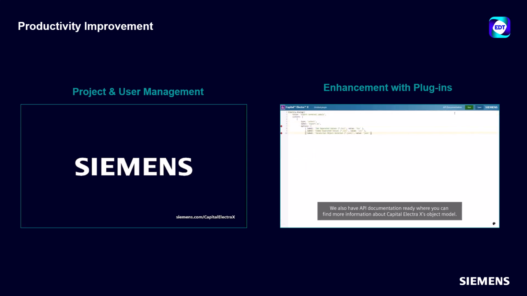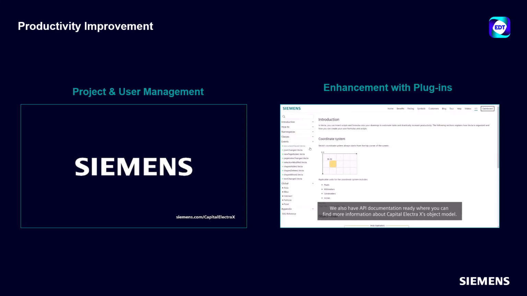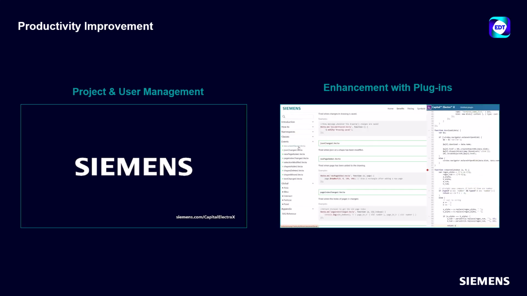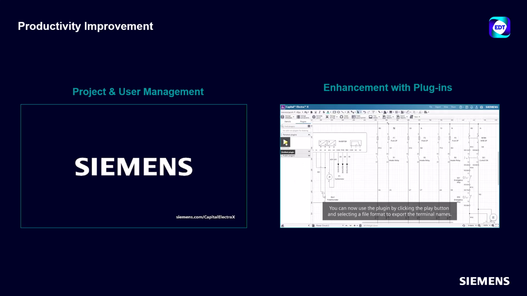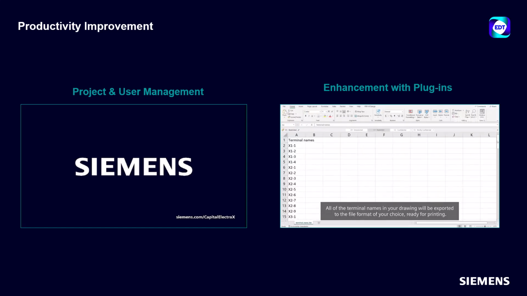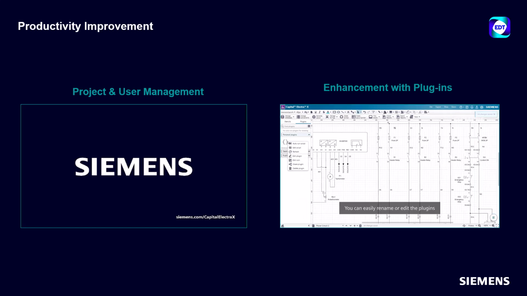We also have API documentation ready where you can find more information about the Capital Electra X object model. Once you finish editing, click Save. You can now use the plugin by clicking the play button and selecting a file format to export the terminal names. All of the terminal names in your drawing will be exported to the file format of your choice, ready for printing. You can easily rename or edit the plugin or share it with your team simply by selecting Share plugin.